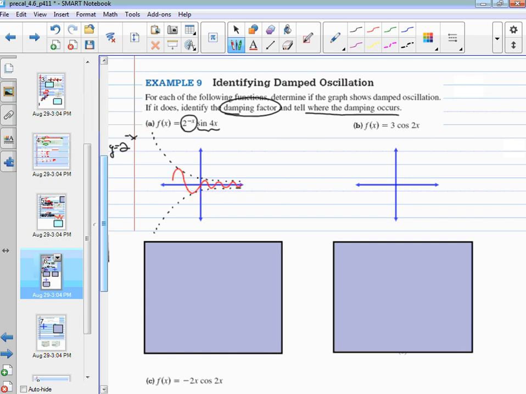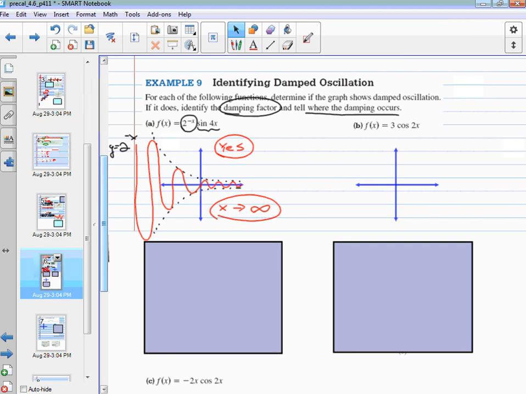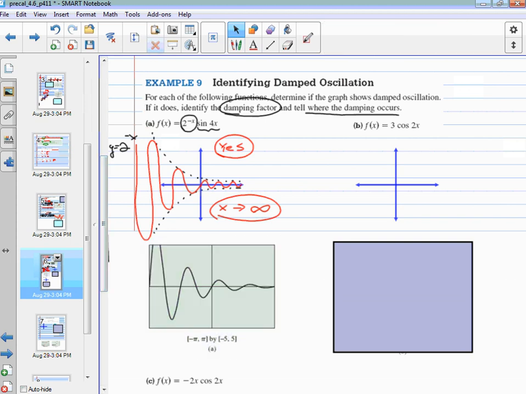This one appears to be squished as I head to the right. So yes, it is damped oscillation. And as x approaches infinity, that's where I'm getting squeezed. There's the graph of it right over there. So I'm getting squeezed by this 2 to the negative x and negative 2 to the negative x, those two black dashed lines.